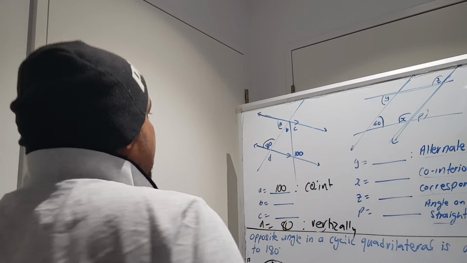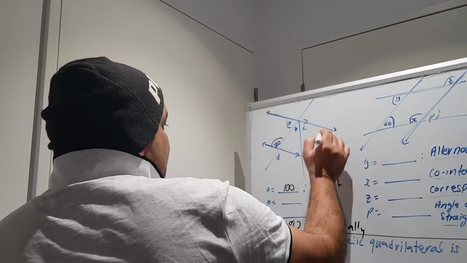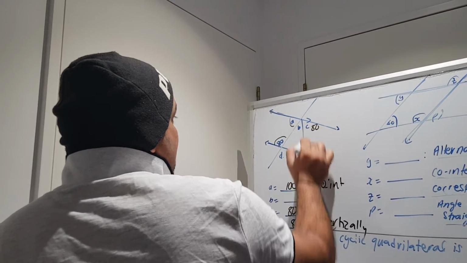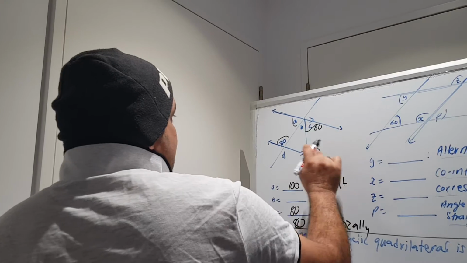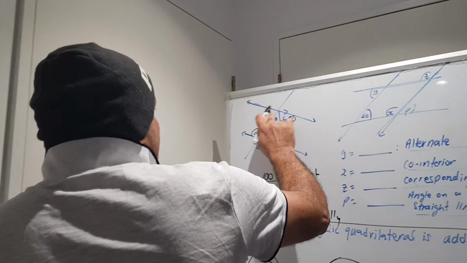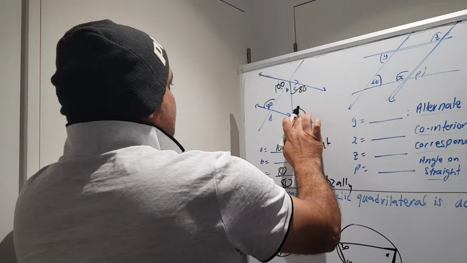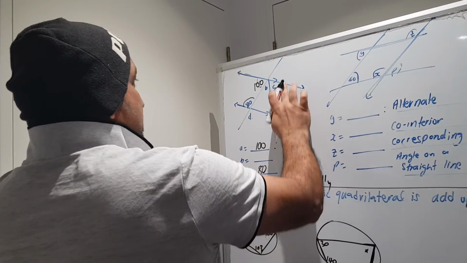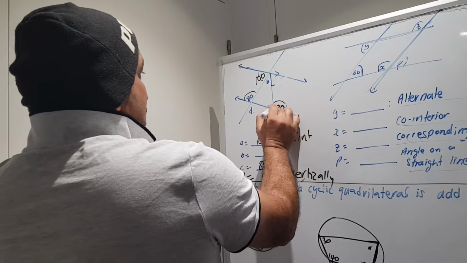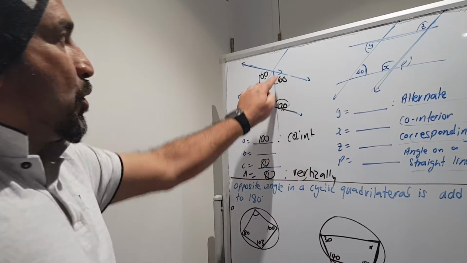So this is 80 here. Now we have got 100. C will be 80. Why 80? Because this is again co-interior, just the same as these two, 80 and A. So this is co-interior. If this A is 100, and sorry, if I say this is 90, then this is 90. So if I say this is say 120, this one will be 60. Why? Because this is co-interior.